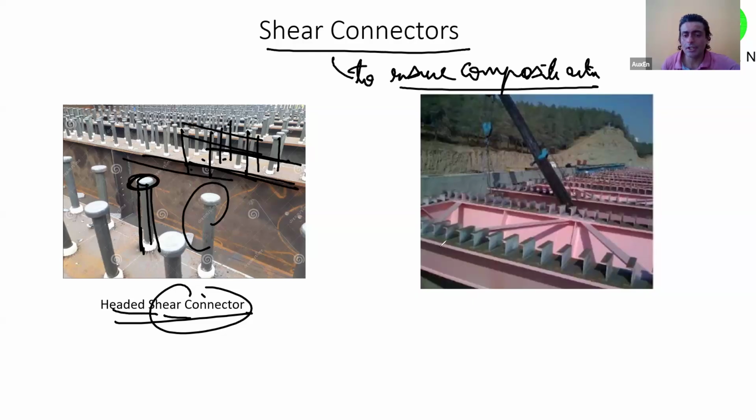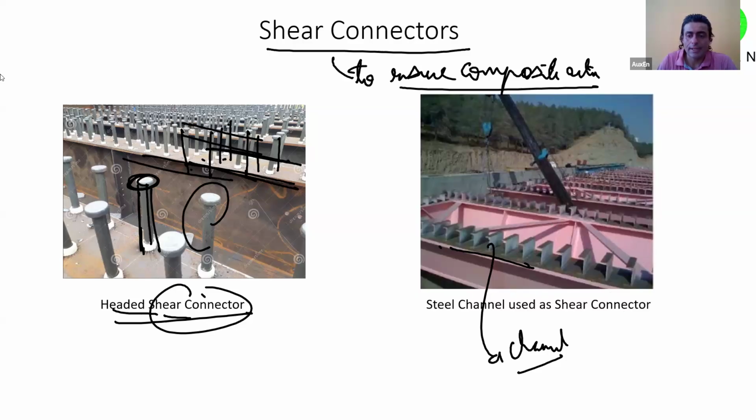We may use other structural shapes also. For example, in the image on your right side, there is this beam. On top of it, you are seeing a different element being used. What is this type of element that you see? So this is a channel type, as Yogita ji is saying, channel type connector. So you may use a steel channel as a shear connector, or you may come up with other structural steel shapes also.